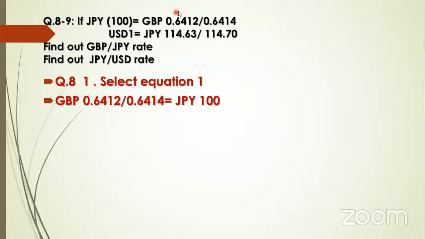GBP JPY rate. Now there are two simple questions. GBP JPY. Already they have given JPY GBP. Here JPY comes on the left-hand side, that is the base side. Here it keeps on changing, the GBP. Now what are they asking? Find out pound sterling versus JPY. Now you select this first question. Okay, I will share these working details with you, just to have a look at it.